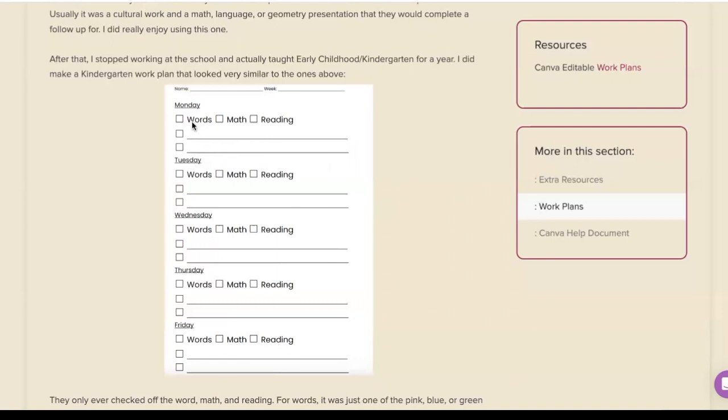What happened was they did words, which were the pink, blue, and green series, 12 words. And then math was 9 math facts they wrote down. And then for reading, they just read me a book. And then they got used to checking it off.